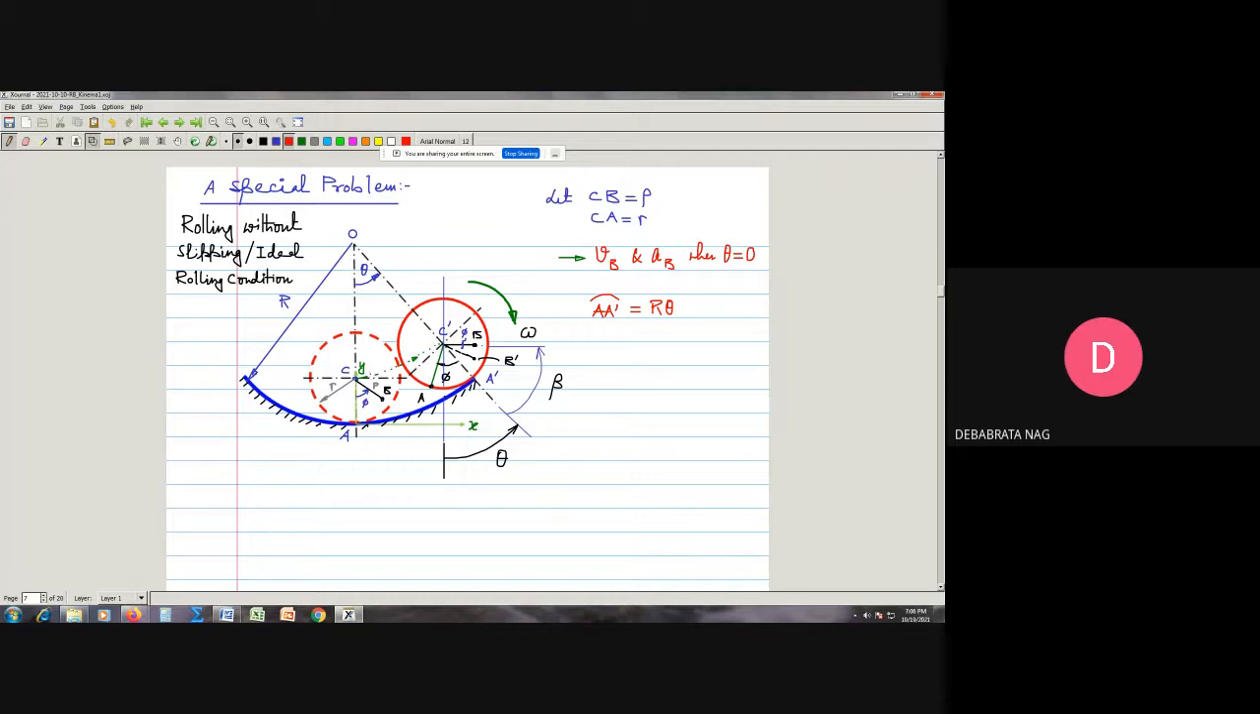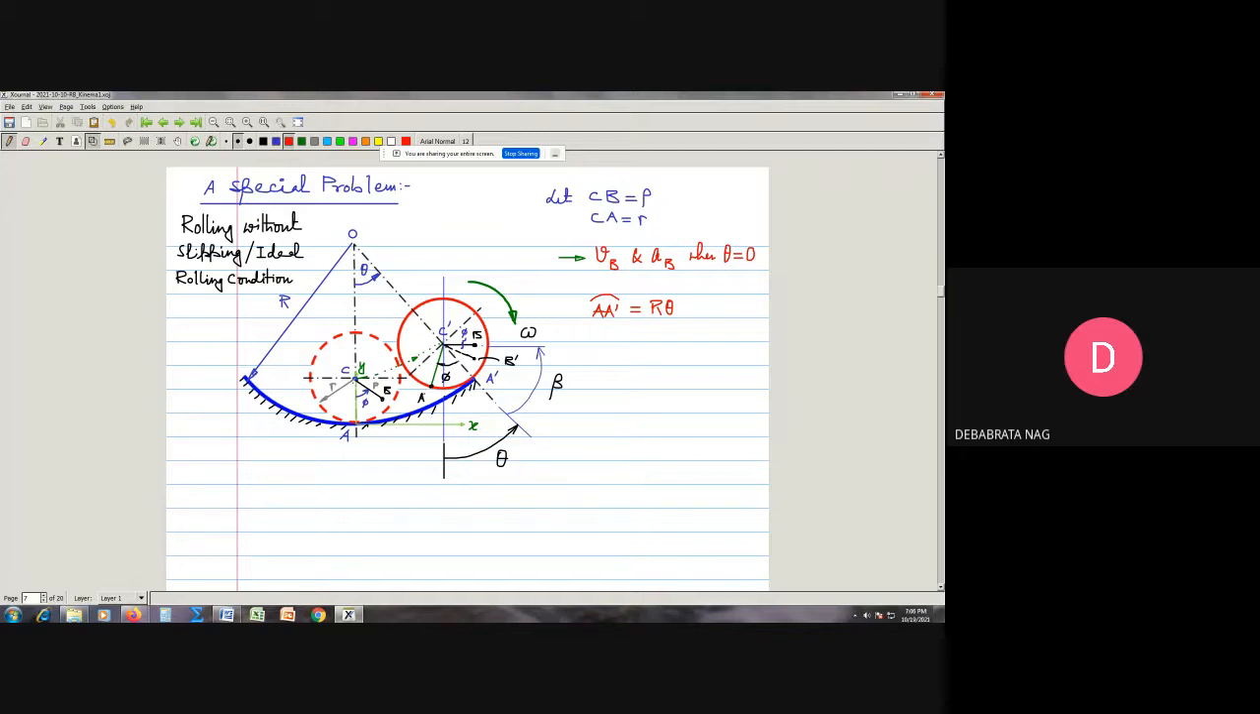But if you note, while it rolls, the point A will not remain in this position, correct? It will move towards the left because of the rolling action. Because the sphere is rolling in the forward direction, towards the right, this line segment CA will rotate and will come to the location.